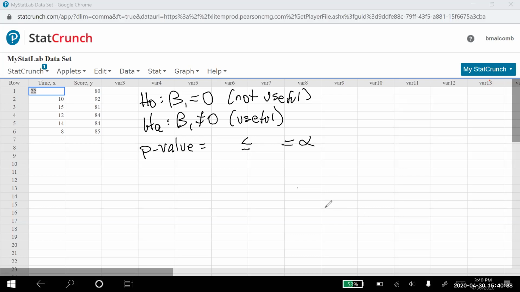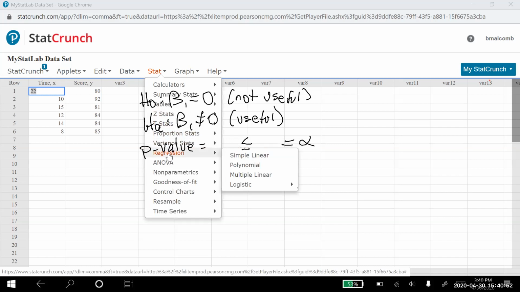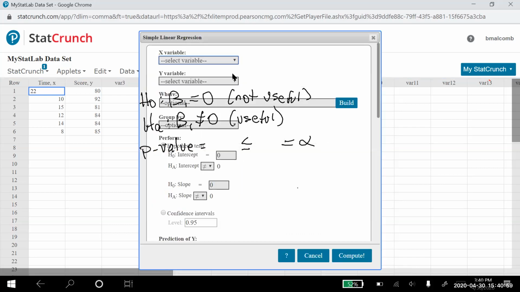Well, again, the test is just as easy as the graph was. I go up here to stat instead of graph. Probably shouldn't have written over all that stuff. But what I'm doing, I'm going down, you see it right under regression, simple linear, just like the way I found R and R squared. We'll see those again. So we go simple linear. The X variable again is time. The y variable again is score.